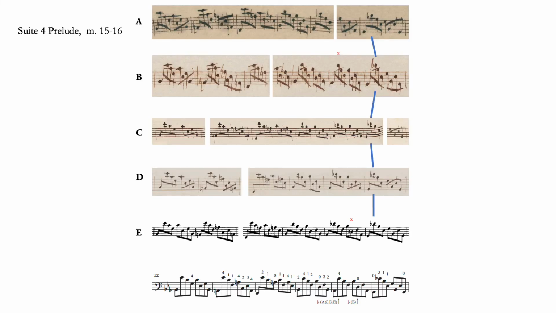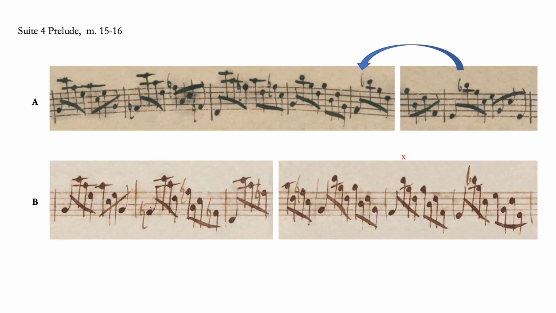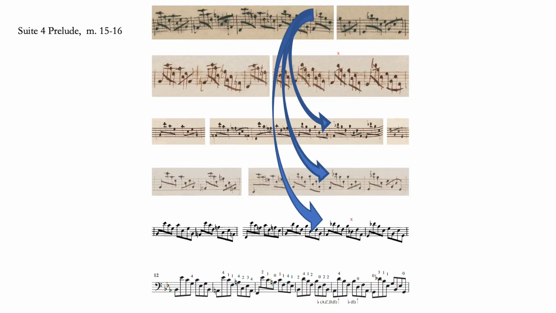Another example of perseveration is found in the prelude of Suite 4, measure 16. In the following measure, bar 17, the second eighth note is a D flat in all sources. Anna Magdalena Bach mistakenly copied that flat sign into the previous measure, and this was then transmitted to sources C, D, and E. Once again, we see that 4 sources share a likely error.